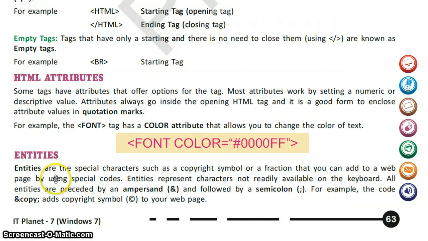Now there are special characters. In HTML, these are called entities, like the copyright symbol. For this copyright symbol there is no keyboard shortcut or keyboard key. So what we do, we use an ampersand symbol, that is this and symbol, and after that a semicolon. So we write ampersand, copy, and a semicolon, and it adds a copyright symbol to your web page.